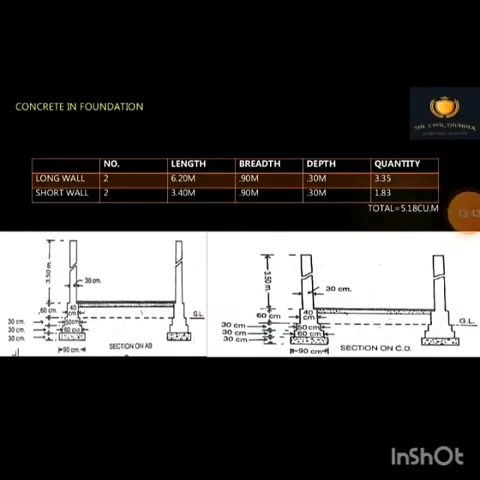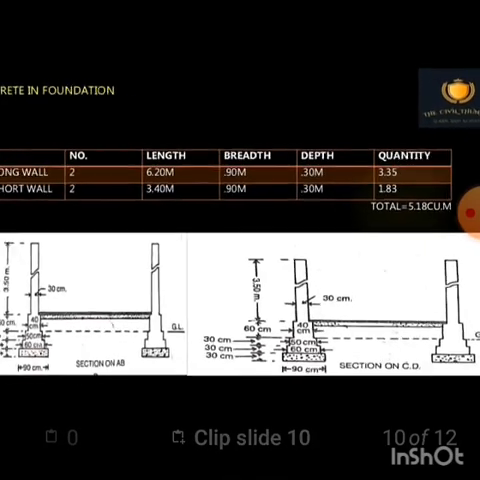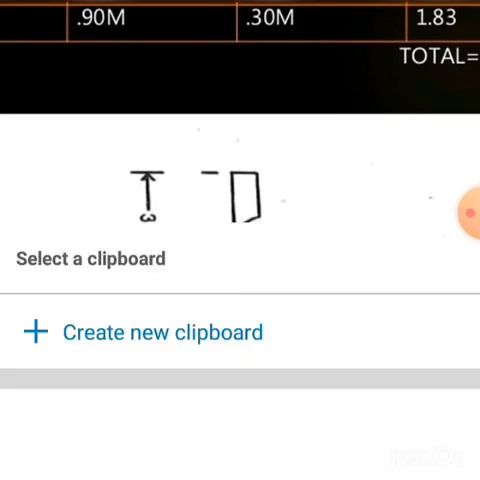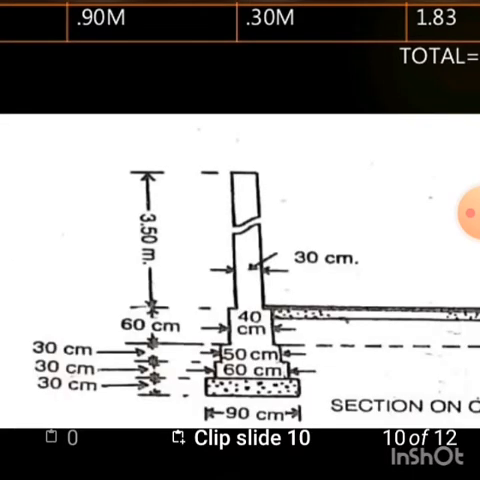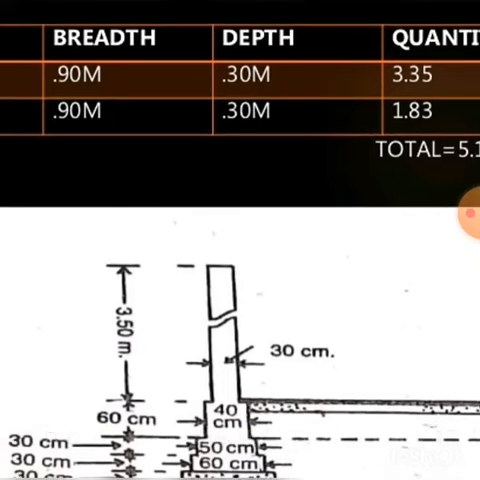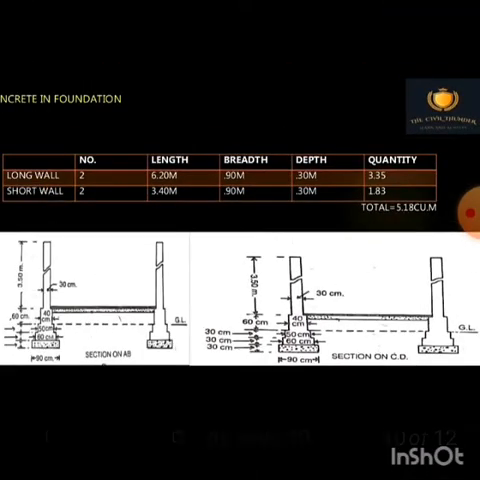The next work we have to do is concrete in foundation. The values will be almost same, only the depth will be changing, because in the cross section they have given the height of the concrete foundation as 0.3 meters. So only the depth changes, because the width will be same for both excavation and concrete foundation. Therefore all the values except the depth column will be same, and the quantity is calculated, and the total quantity obtained for concrete in foundation is 5.18 meter cube of concrete.